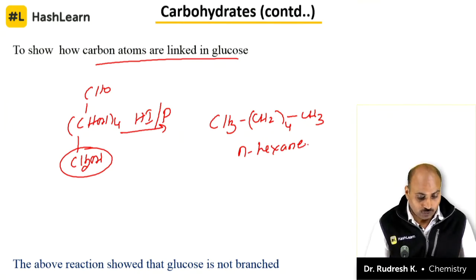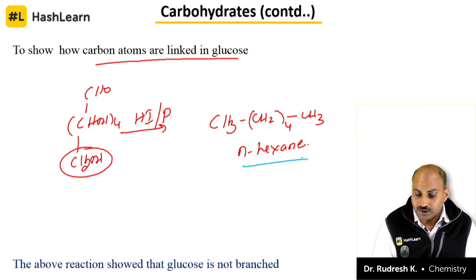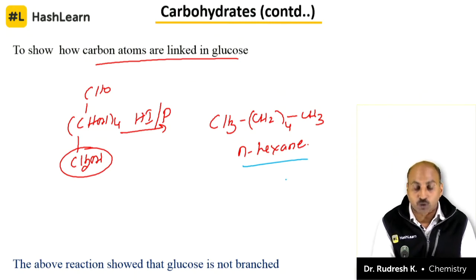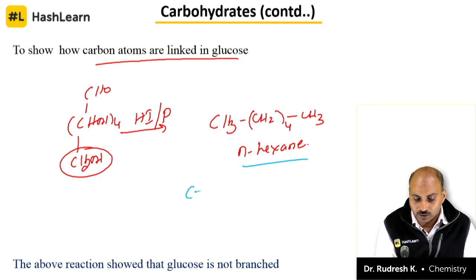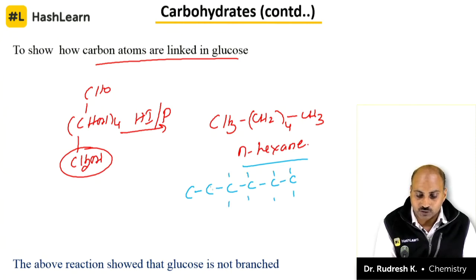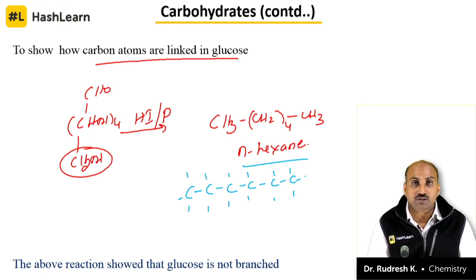Now when you look at this structure, n-hexane, it very clearly indicates that the carbon atoms are linked linearly, with no branch linkage between carbon and carbon. If I write this structure as an open chain, it goes like this: carbon, carbon, carbon, carbon, this is the fifth carbon, then the sixth carbon. So this is the linking of the carbon which takes place in glucose.